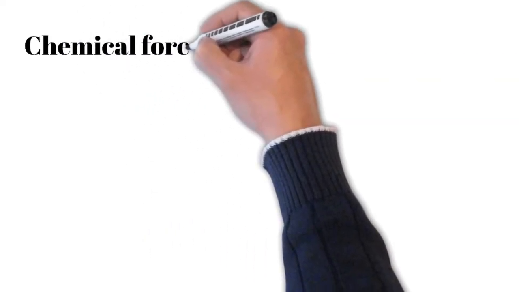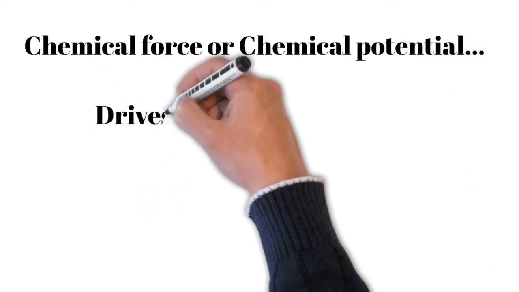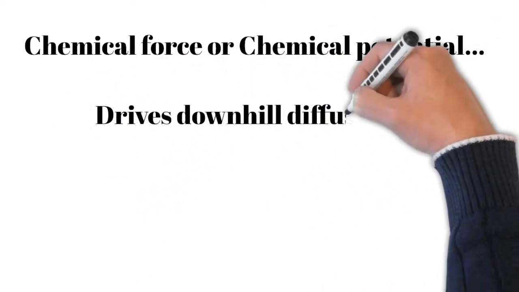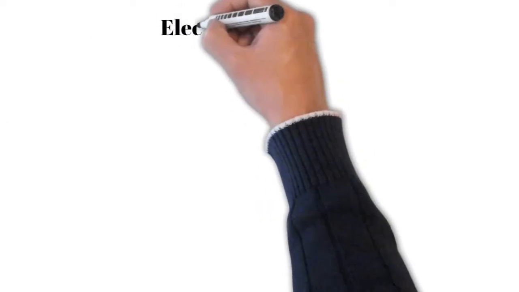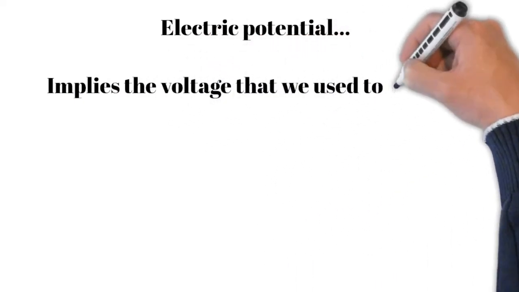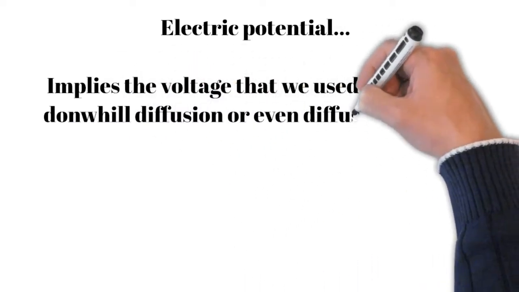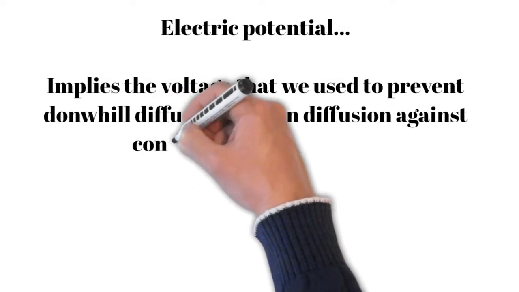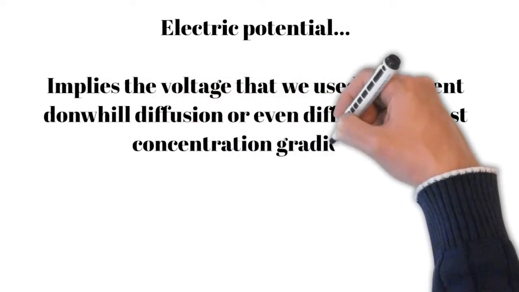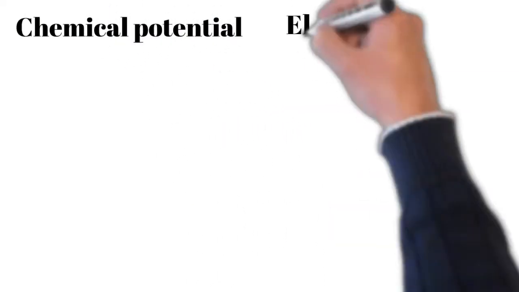Basically, ions move under the effect of two forces. One is the chemical potential generated by its concentration gradient. Second is the electrical potential, which can be generated by using an electric current as we just did. The voltage which is used to prevent ionic diffusion or even to cause movement against or towards the concentration gradient is known as electrical potential. Whereas the concentration difference on either side that causes downhill diffusion is called chemical potential.